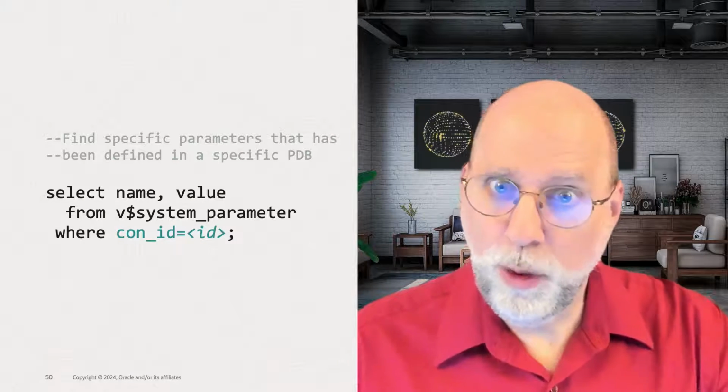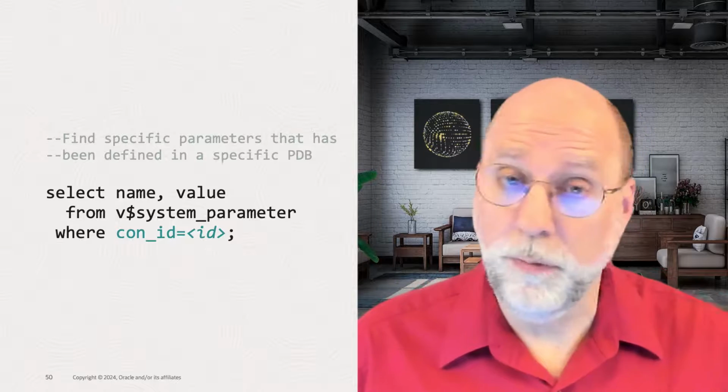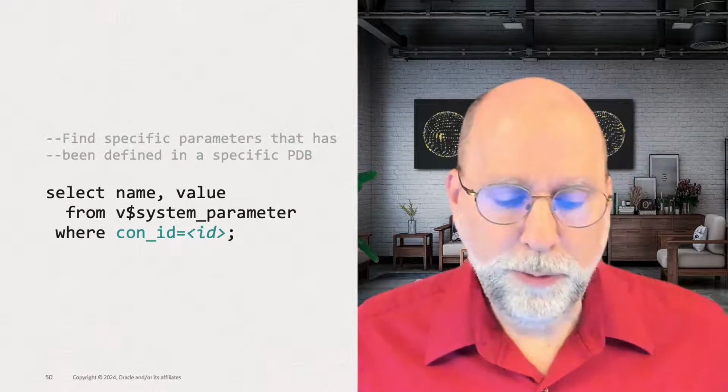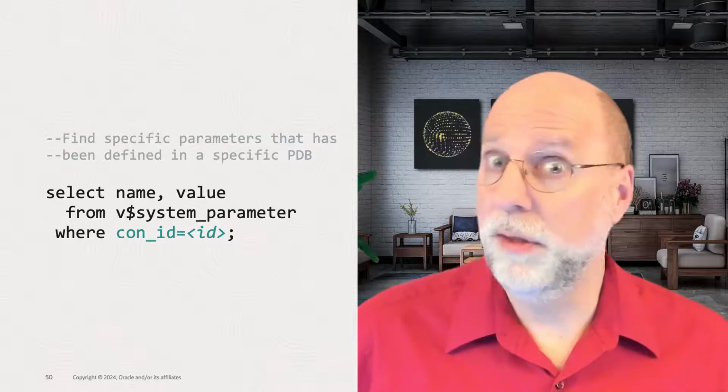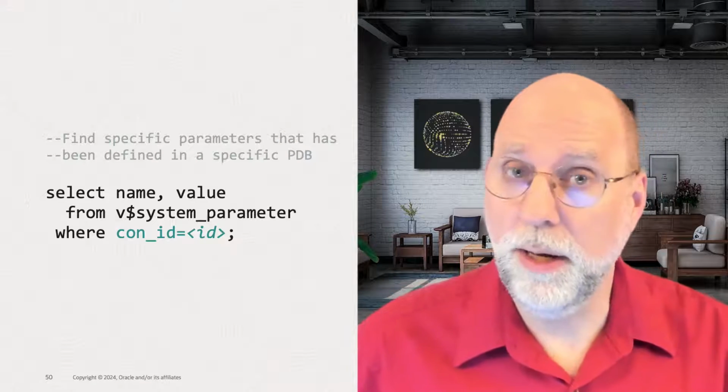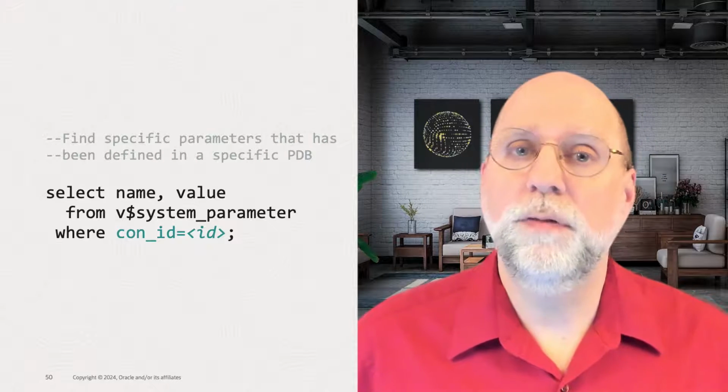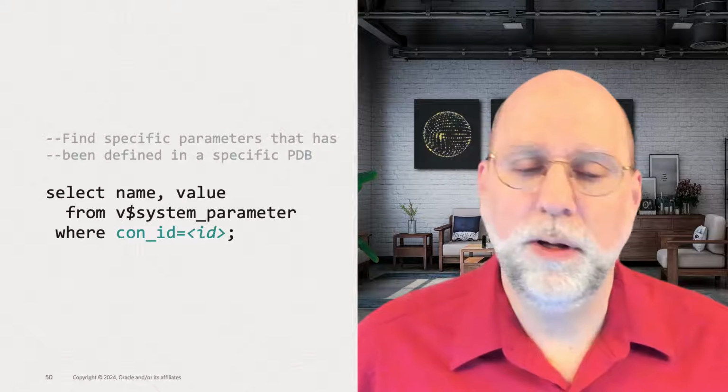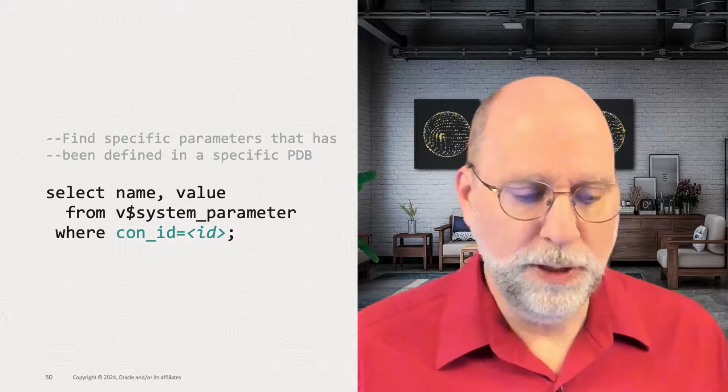So if you want to see which parameters you've defined specifically and review that list when you move, query the V$SYSTEM_PARAMETER view using the CON_ID, remember, container ID column, and you'll be able to find which ones are specific to your pluggable database.